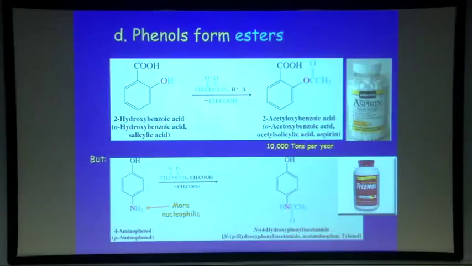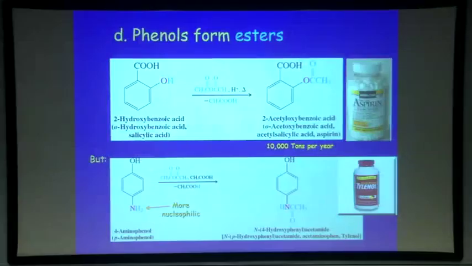Phenol with an anhydride will make an ester. I'm just giving you the anhydride example with this particular guy because this is actually the industrial synthesis of the corresponding ester, and that ester is aspirin. Okay? Aspirin, in my opinion, the safest drug on this planet. It's consumed to the tune of 10,000 tons per year.